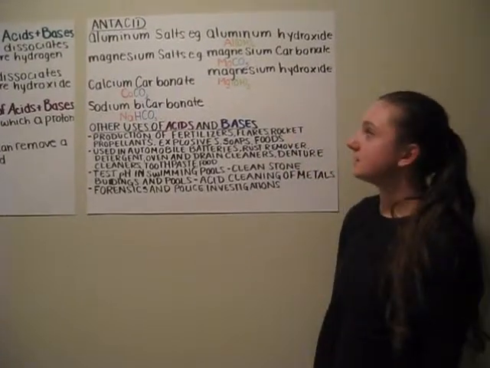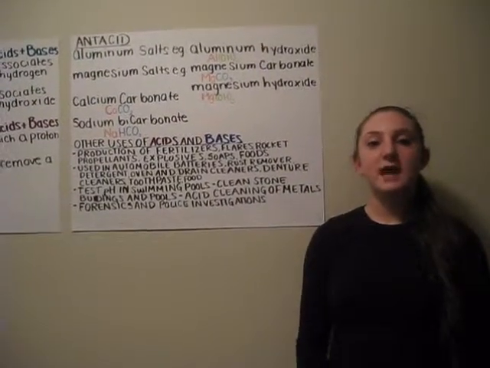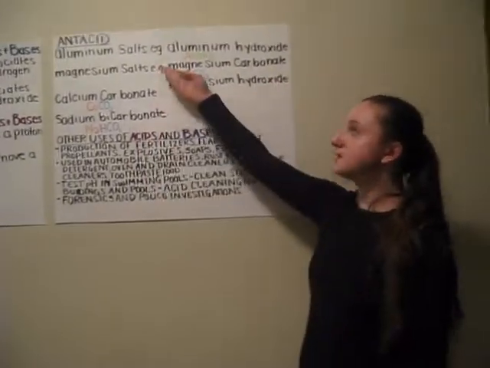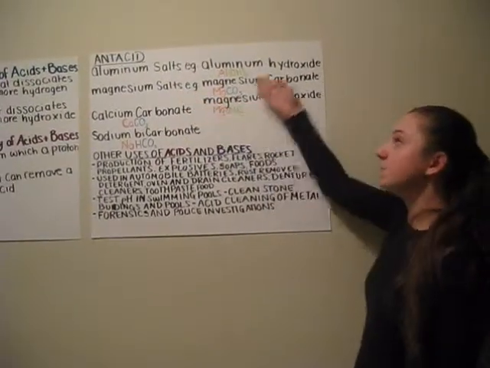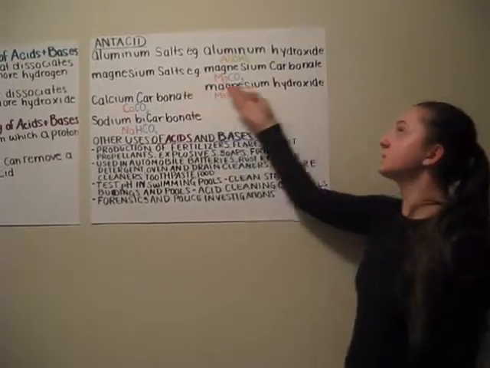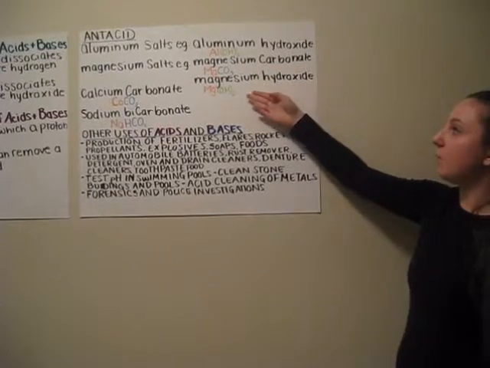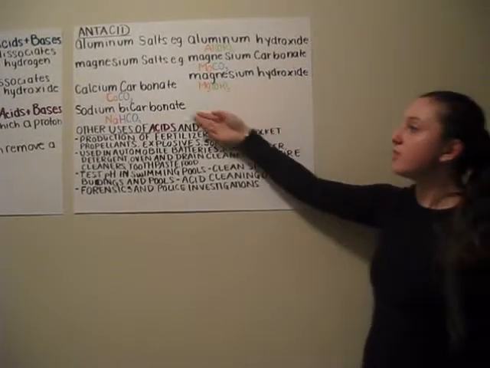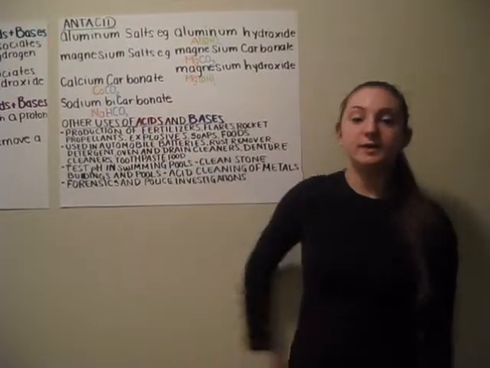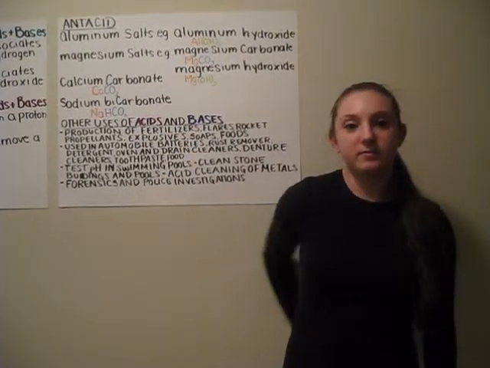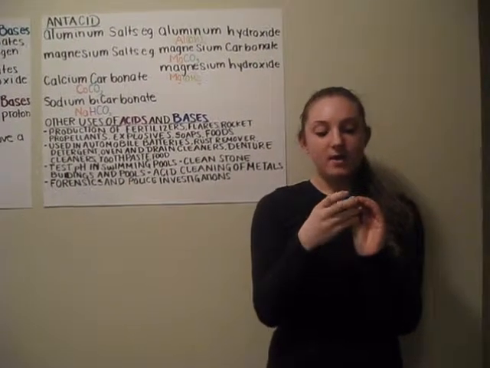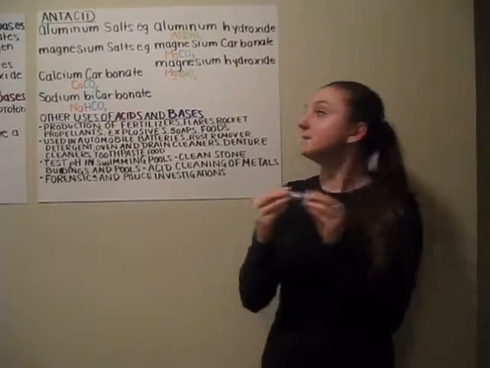It is the antacid. Now there are four main types of bases that antacids are formed from. The first is an aluminum salt, such as aluminum hydroxide. The second is a magnesium salt, such as magnesium carbonate or magnesium hydroxide. The third is calcium carbonate, and the fourth is sodium bicarbonate. Here I have an example with me of an antacid, and this is an antacid that is 500 milligrams of calcium carbonate.